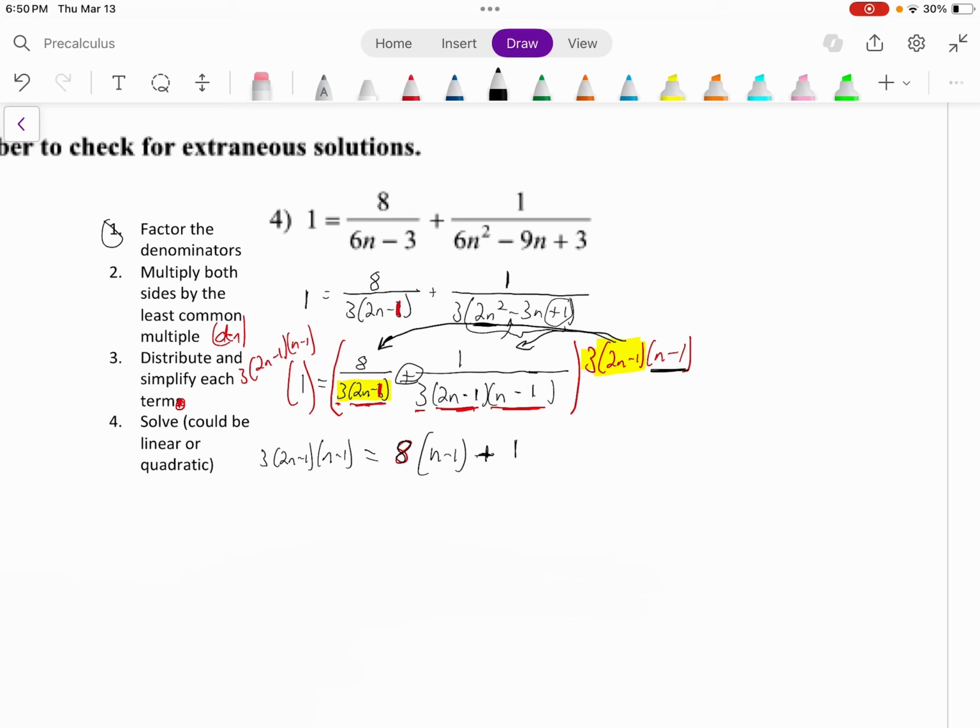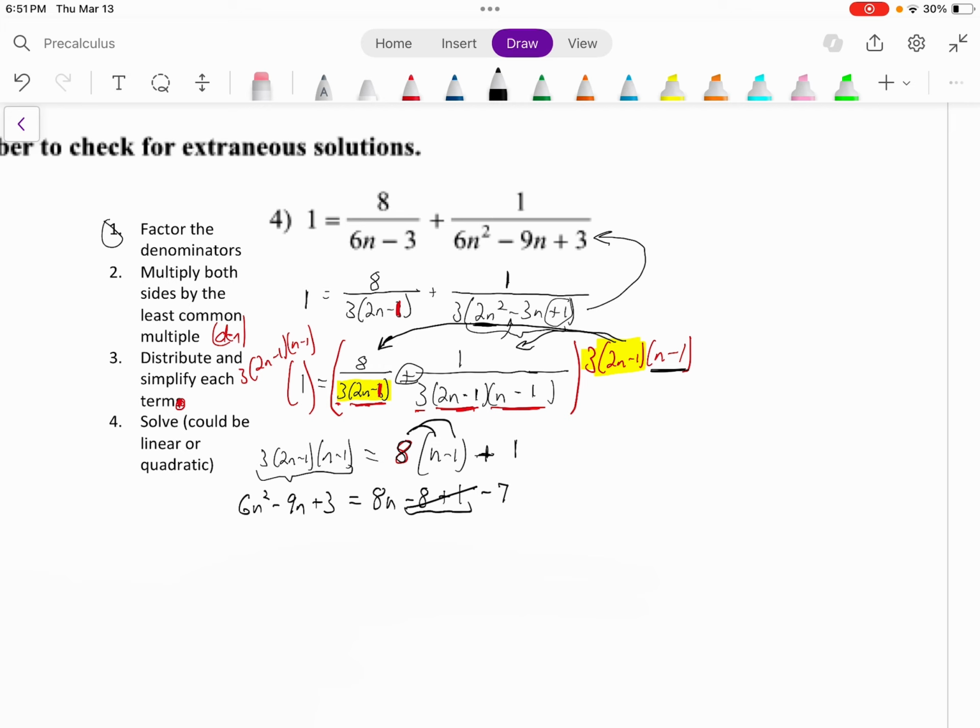And now we want to solve this. Now this right here, we could multiply it back out, but we could realize it's actually just this. So either way, we will get the fact that this is 6n squared minus 9n plus 3 is equal to, this distributes 8n minus 8 plus 1. Well, this is negative 7. So instead of writing a whole other line, I'm just going to put negative 7 there.